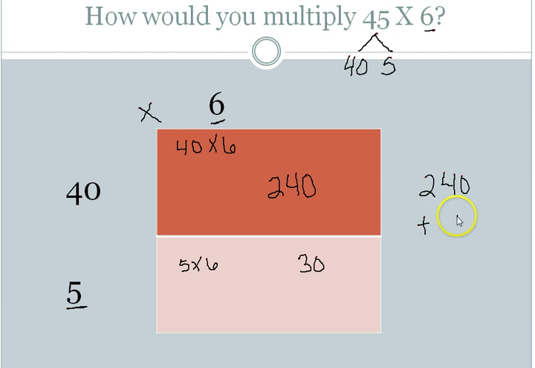240 plus 30 gives me 270. So what is 45 times 6? 270. You are doing a great job with this. I am very proud of you.